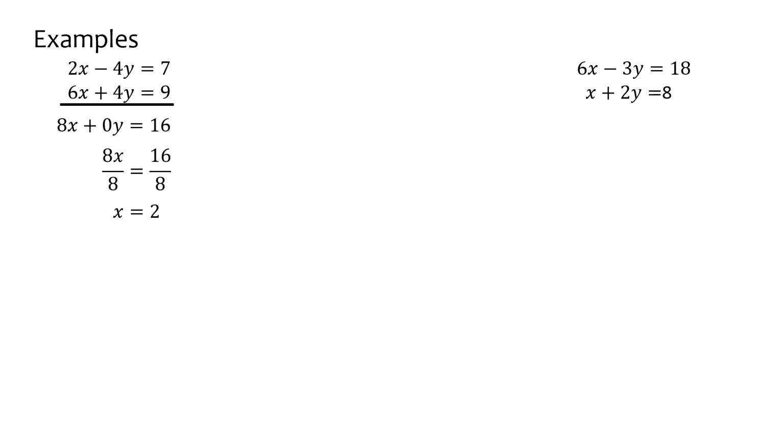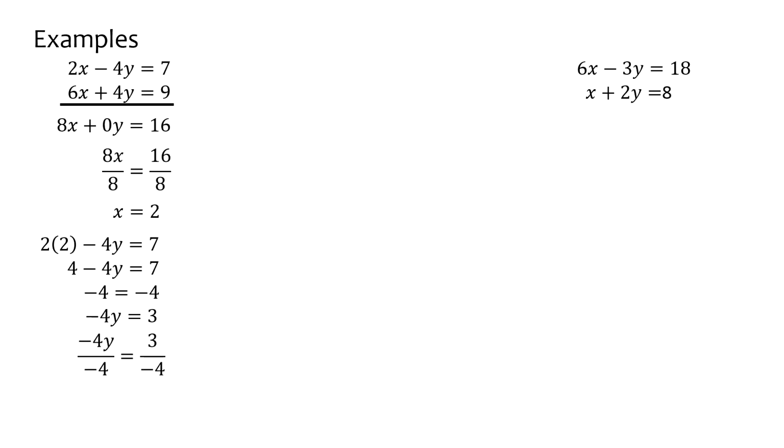I can plug that into either of those two equations. I pick the first one. So I get 2 times 2 minus 4y equals 7. So 4 minus 4y equals 7. I subtract 4 from both sides. I end up with negative 4y equals 3. So I end up with my y value equals negative 3/4. So it's kind of ugly, but it still works. So my answer for this particular equation is 2 and negative 3/4.